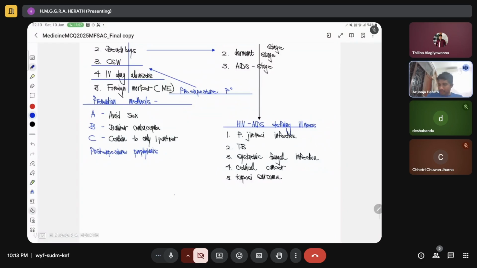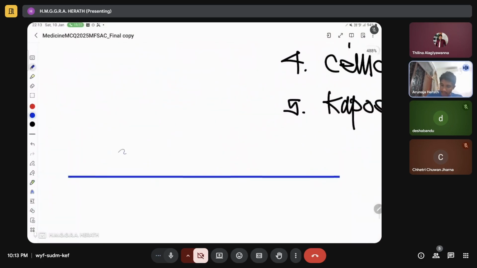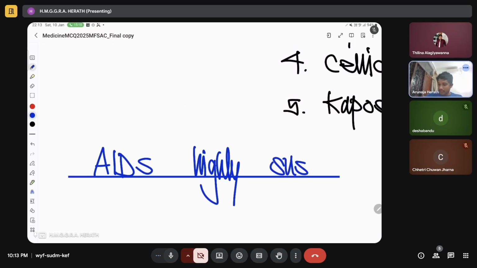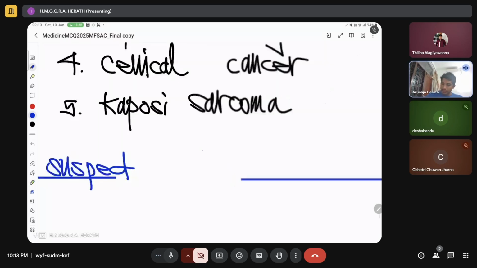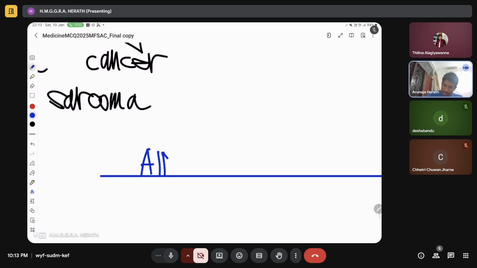There are two groups of things, right? One is AIDS highly suspected infections, AIDS highly suspected illness. The other is AIDS defining illness. You need to know both groups, right? Because knowing these will sometimes be helpful.